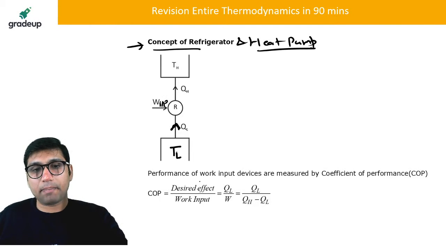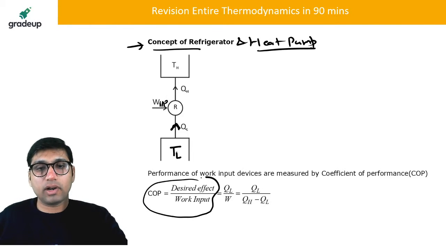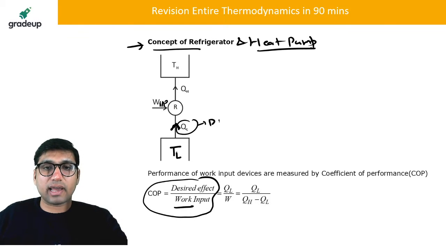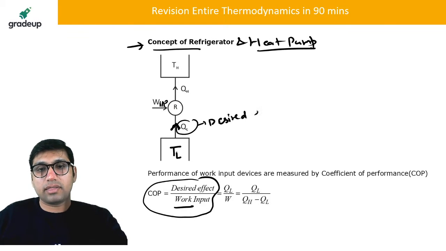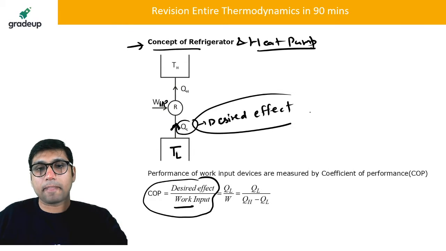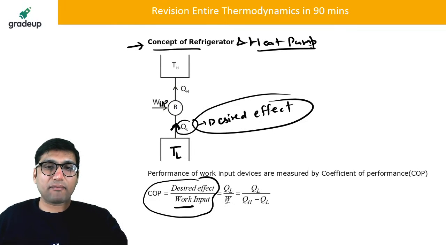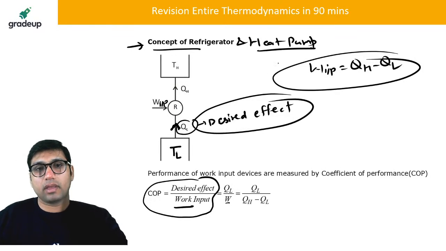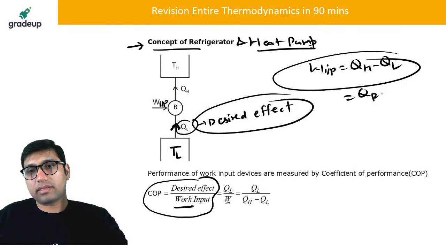So COP of the heat pump or refrigerator is equal to desired effect by work input. Now here the desired effect in a refrigerator is this. So COP is this divided by work input. Now work input will be equal to heat rejected minus heat supplied. It is equal to heat rejected minus heat supplied.